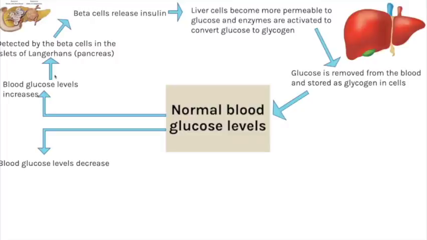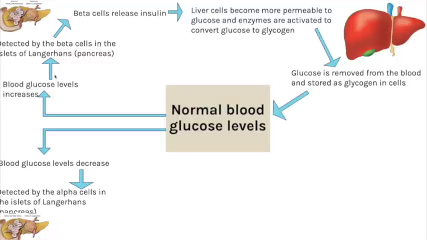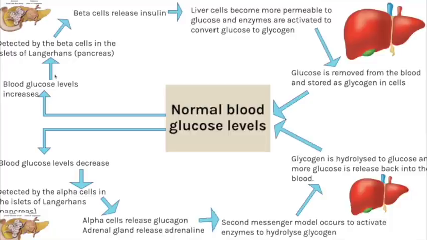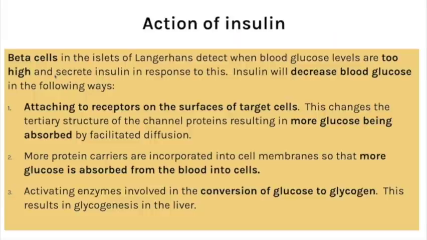Now, if you haven't eaten food containing carbohydrates or you've done a lot of exercise, your blood glucose concentration will decrease. This is detected by the alpha cells in the islets of Langerhans in the pancreas, and it will cause the alpha cells to release glucagon, and also the adrenal glands will be releasing adrenaline. The second messenger model occurs to activate enzymes to hydrolyse the glycogen into glucose. That glucose is released back into the blood, and it brings those blood glucose levels back to the normal range. So we're going to have a look at some of those elements in more detail.